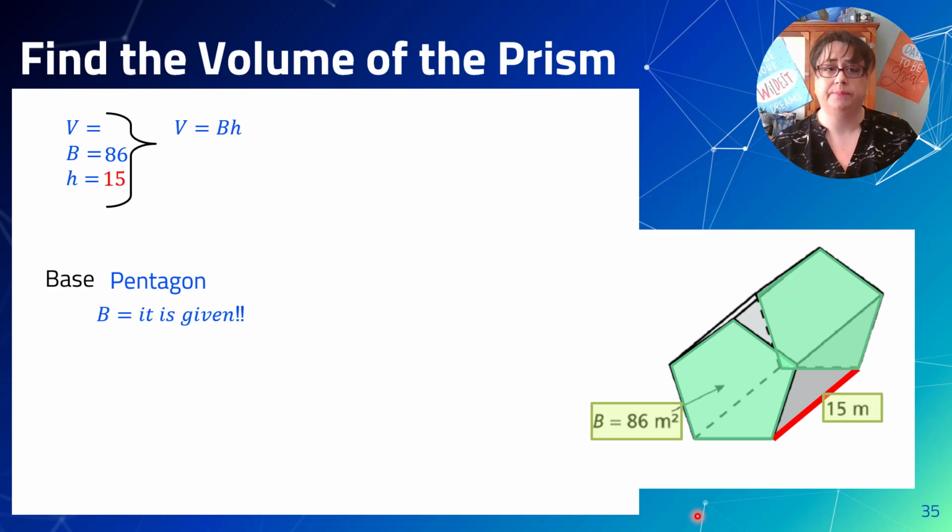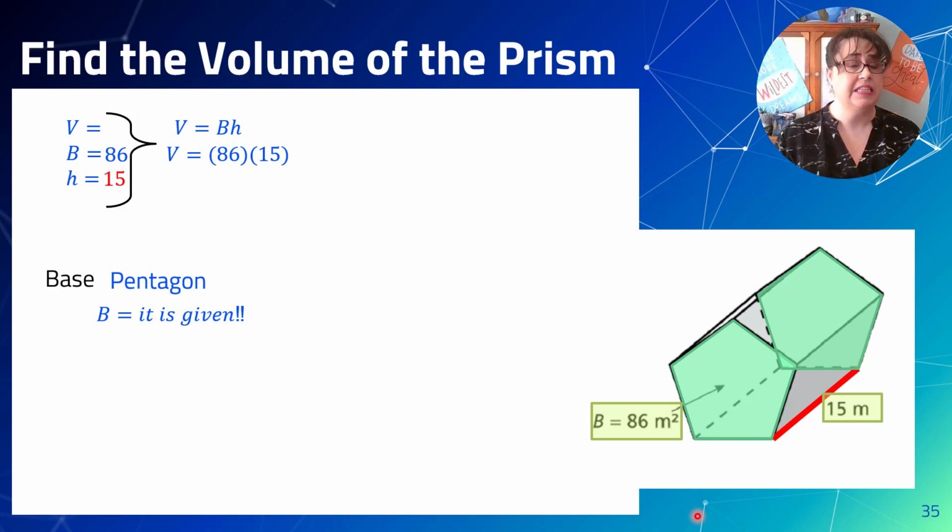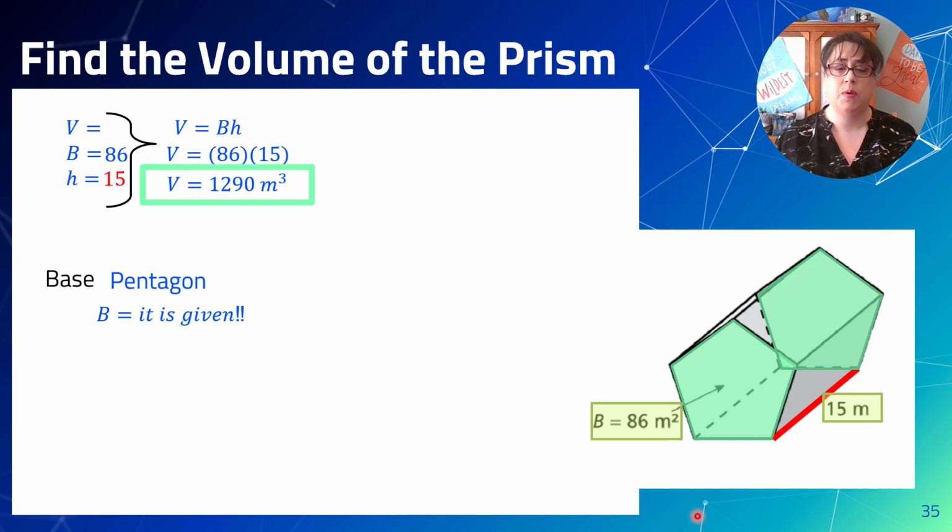So now that you finished this problem, you substituted in 86 and 15, 86 for capital B and 15 for H. And now 86 times 15 is 1,290 meters cubed. That was it. You are hoping for problems like this where they give you the base area, because that takes half the problem away and you're just substituting straight into volume equals base area times height.